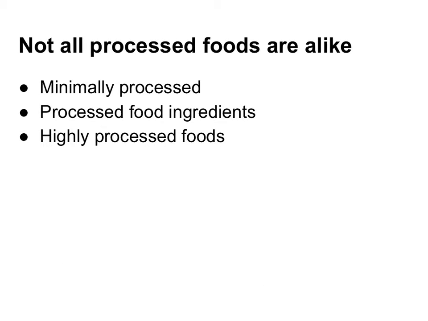It should be noted that not all processed foods are alike. They fall into 3 general categories: minimally processed foods, processed food ingredients, and highly processed foods. Even though there is no universally accepted method for categorizing processed foods, it is helpful to make the distinction between foods like pastries, which are highly processed, flour, which is a processed food ingredient, and milk, which is generally considered minimally processed. These distinctions allow for a more nuanced discussion of food and food processing.